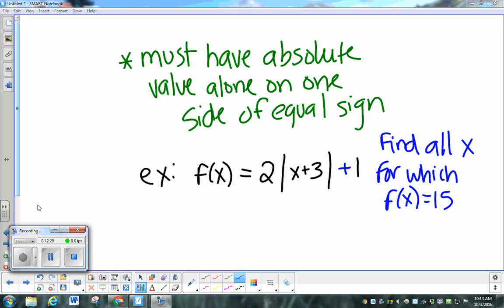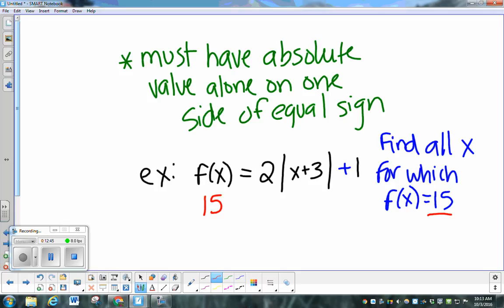Alright, so to solve this, first of all, f of x means our function. Our function is 2 times the absolute value of x plus 3, and then plus 1. We're going to find all values for which our function equals 15. So this just means plug in a 15 for f of x. So now let's rewrite this, but for f of x, we're going to write 15.